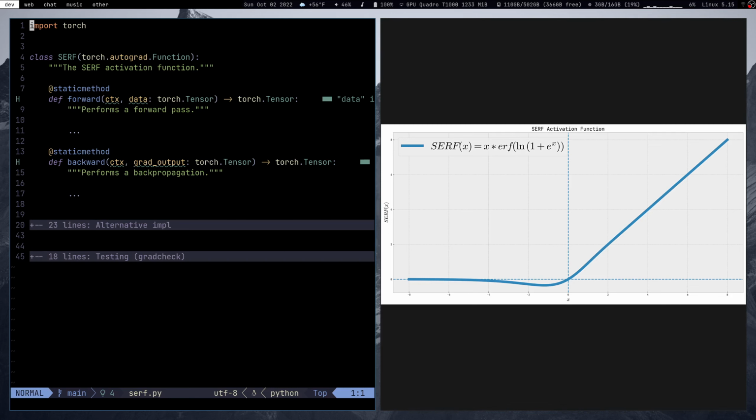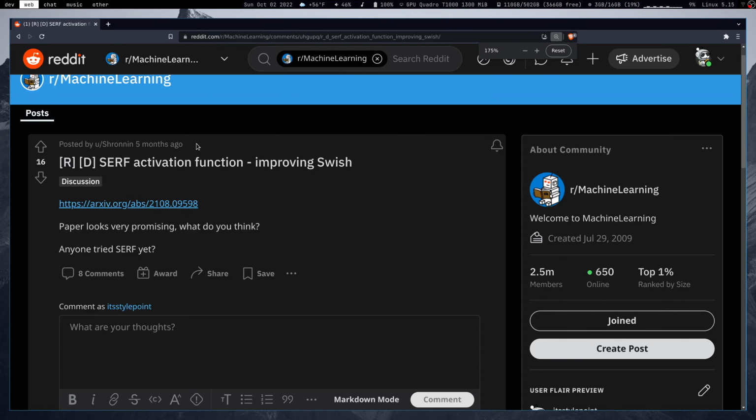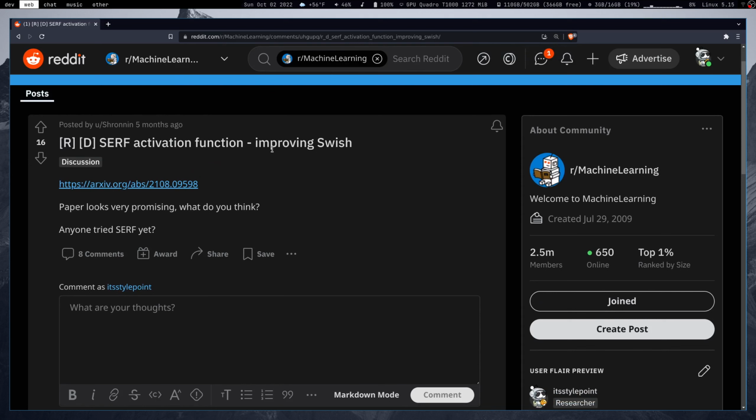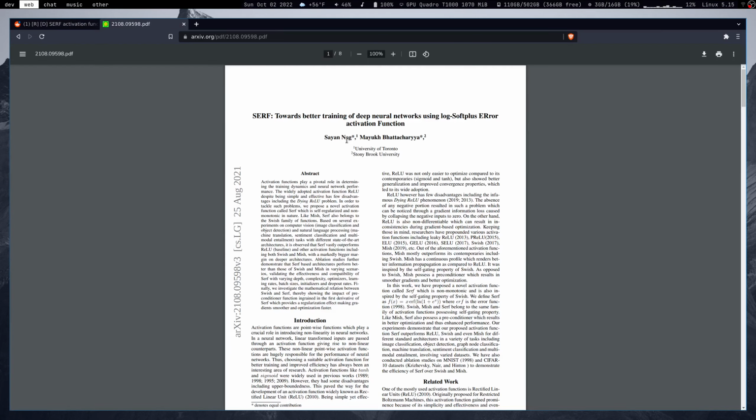Now, the first time I encountered this activation function was in this Reddit post by user Shronin. SERF activation function, improving swish. And they said, paper looks very promising. What do you think? Anyone tried SERF yet? And they put this link to the paper. So let's click this link, and let's click PDF so we get the PDF of the paper.